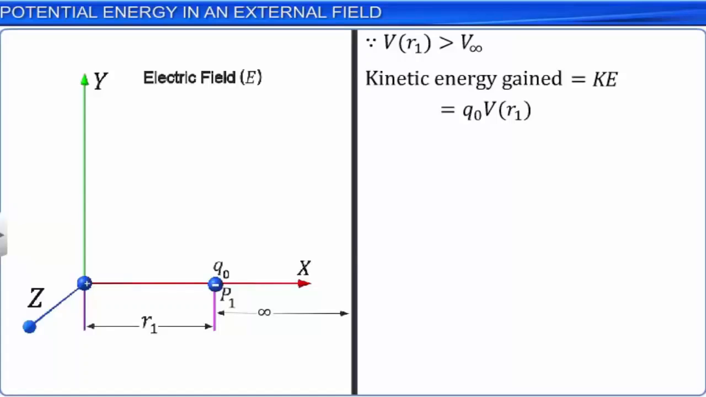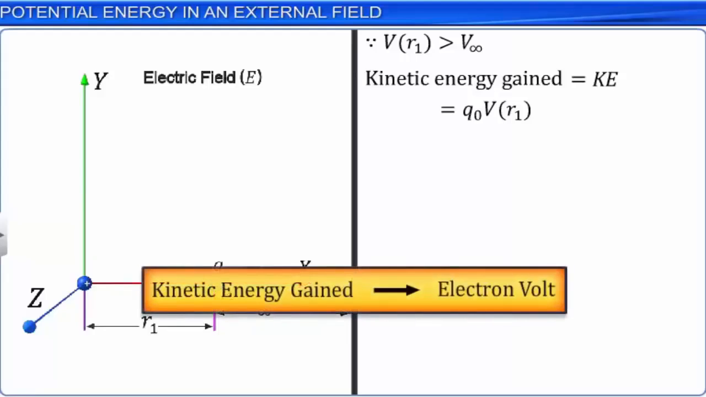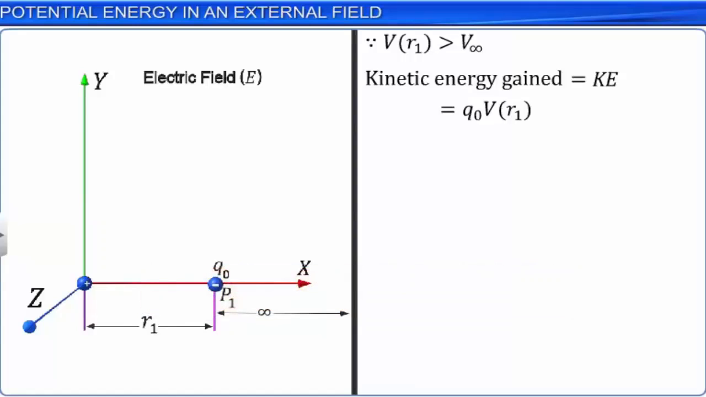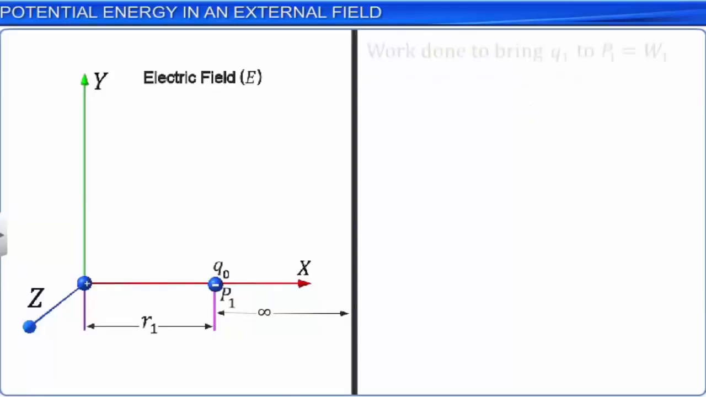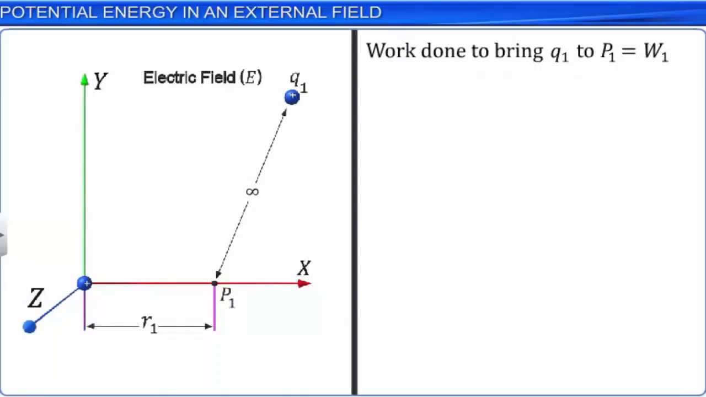This kinetic energy gained by the electron is called 1 electron volt. Electron volt is defined as the kinetic energy gained by an electron when accelerated under a potential difference of 1 volt. We have seen that the work done to bring a charge Q1 from infinity to point P1 is given by W1 is equal to Q1 into V of R1.